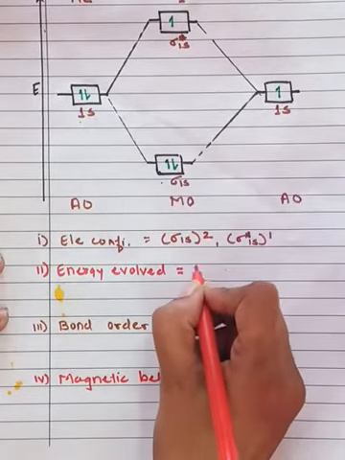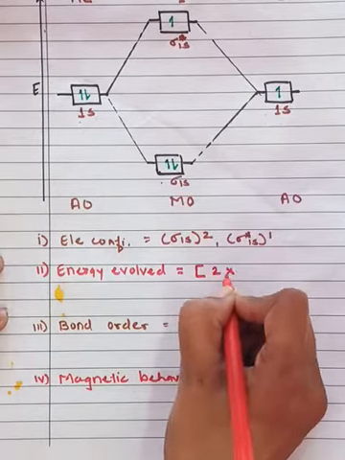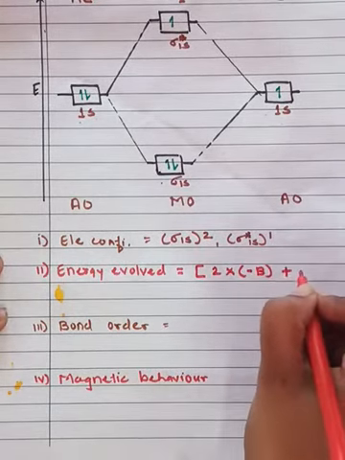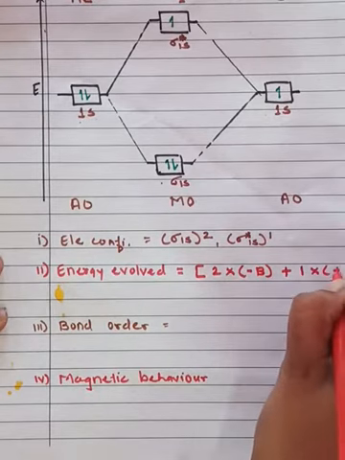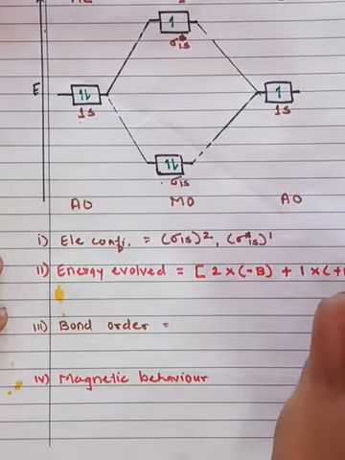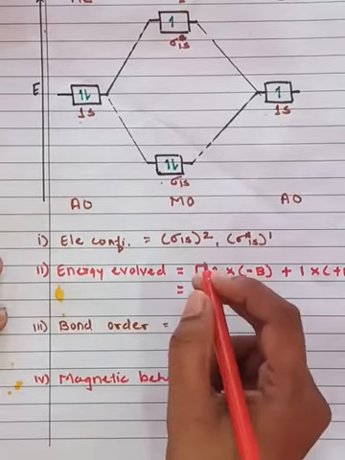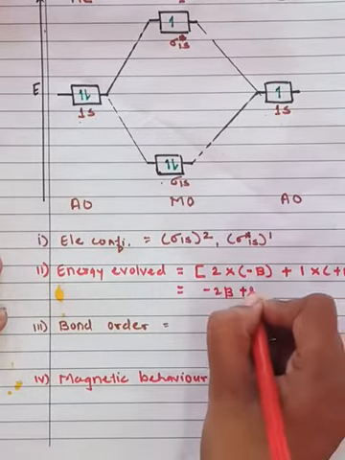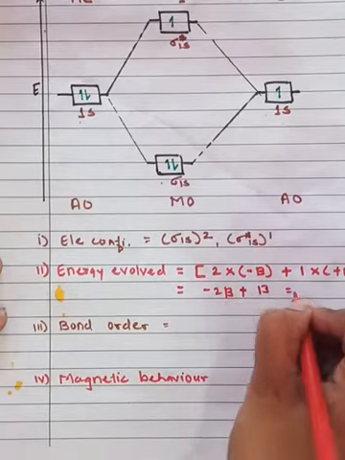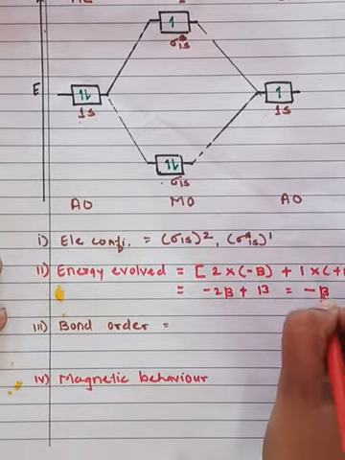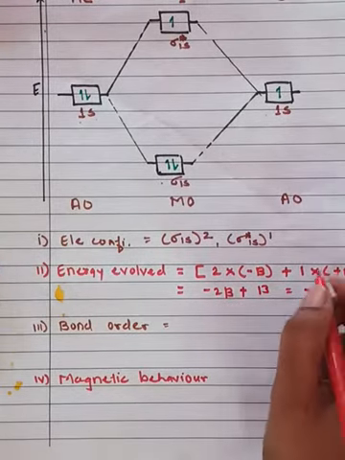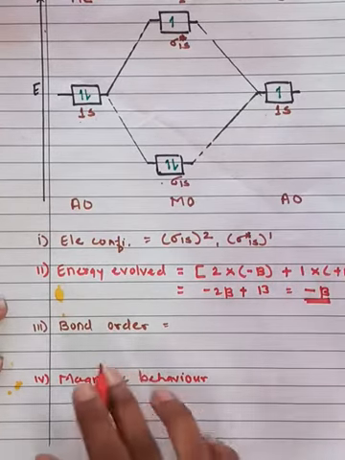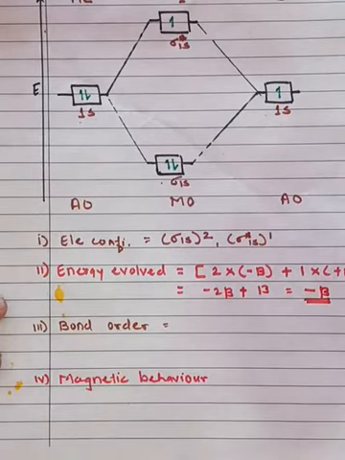So this becomes 2 into minus beta plus 1 into plus beta, which is equal to minus 2 beta plus beta, which is equal to minus beta. So this minus beta value is known as the stabilization energy. Then let us move to the third factor, that is the bond order.